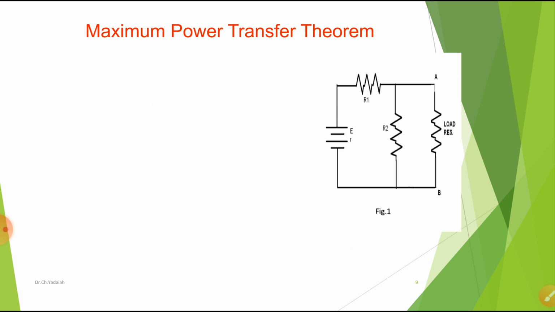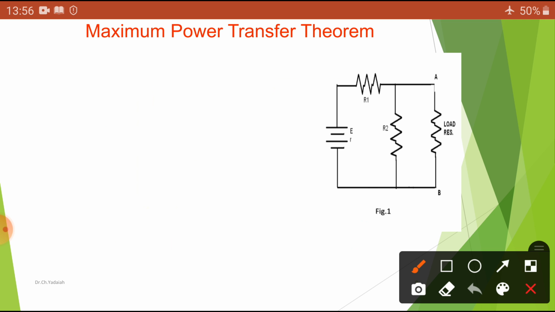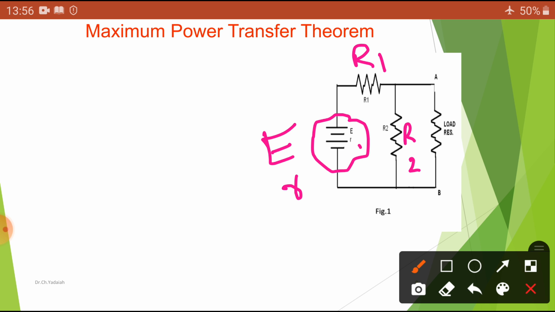Now, here you can take one simple circuit. What is this circuit? Here is the voltage source represented by E, and it has an internal resistance small r, and here R1 is connected, one resistance, and here R2 is connected. Between terminal A and terminal B, we connect the load resistance. Okay, this is a simple circuit, a voltage source and resistances connected. Now let us calculate what the condition is.